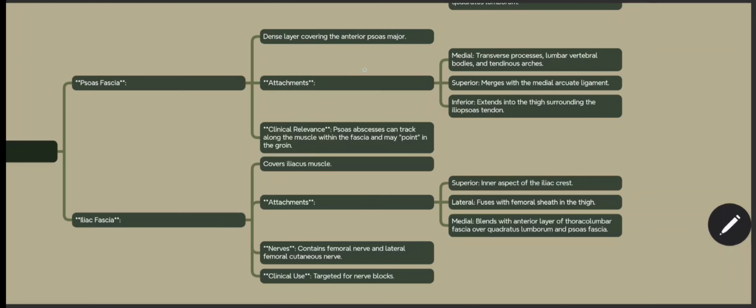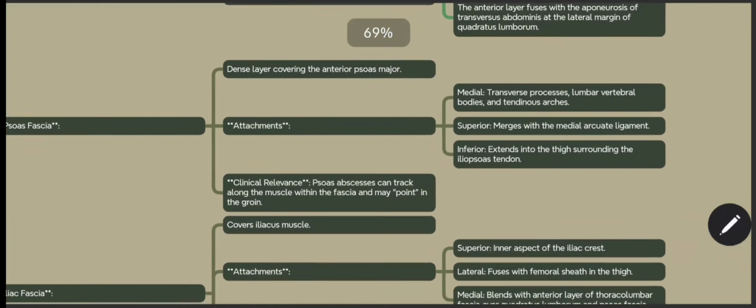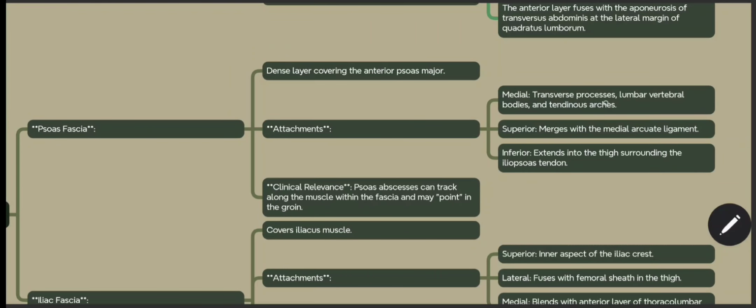What are the attachments of the psoas fascia? Medially to the transverse processes of the lumbar vertebrae and the lumbar vertebral bodies and tendinous arches. Superiorly it merges with the medial arcuate ligament. Inferiorly it extends into the thigh. How? Surrounding the iliopsoas tendon.